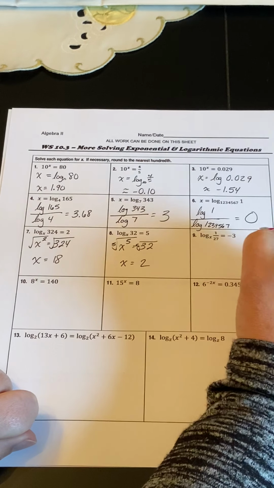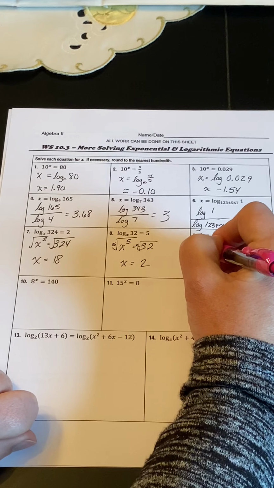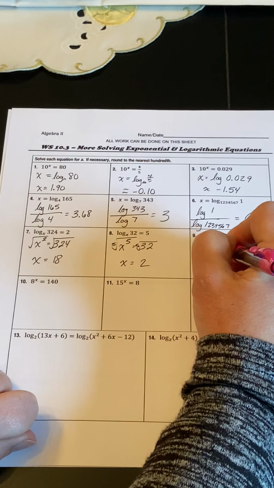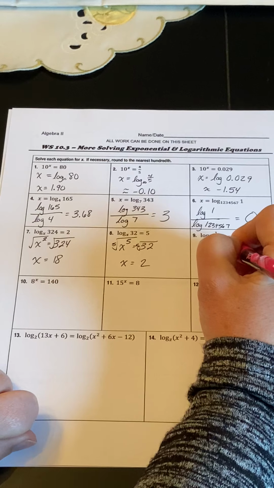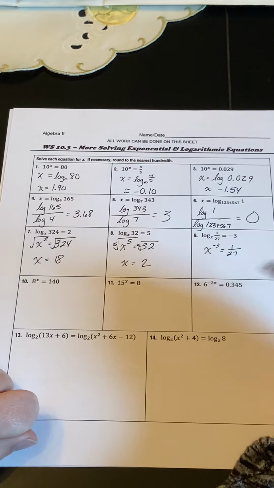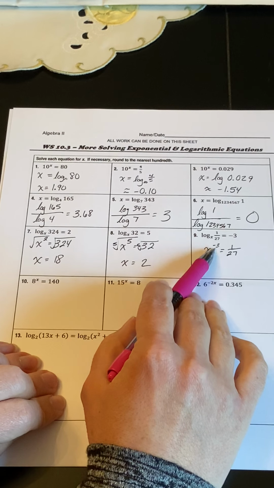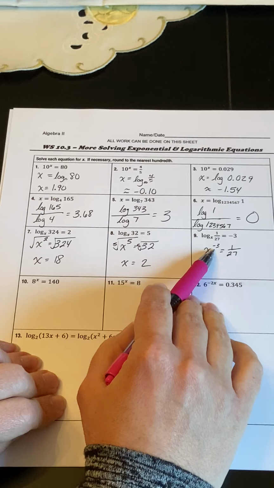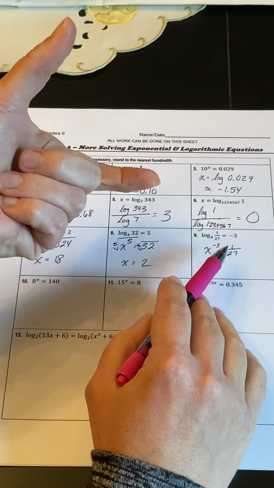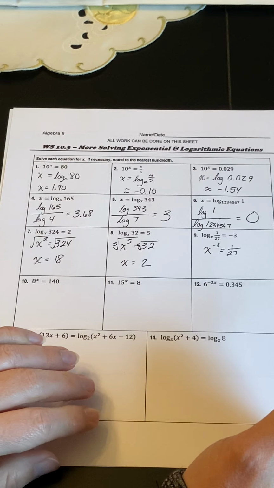Number 9. Again, going from the logarithmic form back to exponential. That's going to give me x to the negative 3 power equals 1 over 27. And now this is something where if you just think about it, negative exponents didn't make sense. So the way that we took care of that is we flipped it, and that gave us the positive exponent.